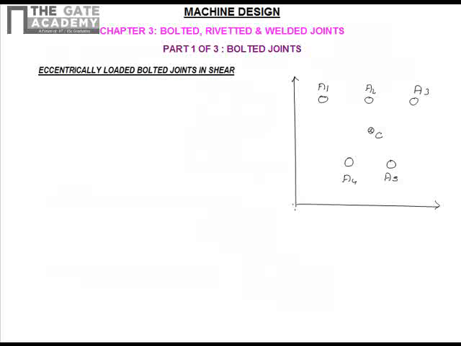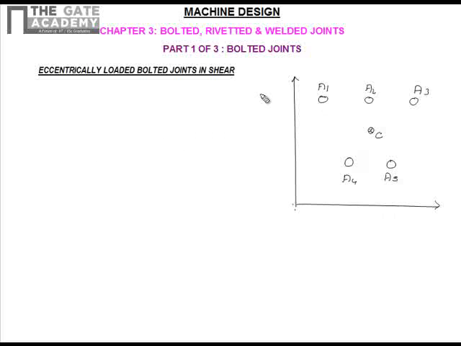Now we will see eccentrically loaded bolted joints in shear. When we have a series of bolts, for example 5 bolts, each of area A1, A2, A3, A4, A5 at different distances, with x axis and y axis, the first thing we have to do is find out the centroid of the bolts.